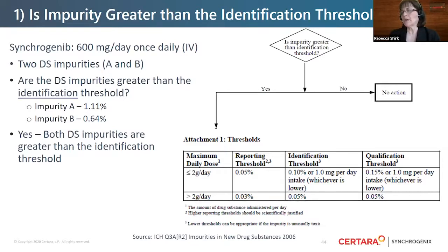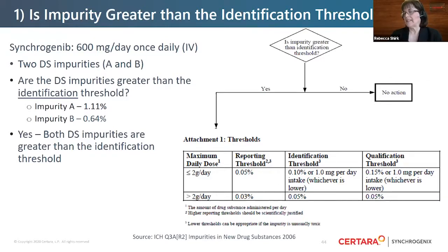So the first question we have to ask, based on the decision tree from the Q3A ICH guidance, is whether these impurities are present at levels that exceed the identification threshold. Impurity A is present at 1.1% of the total peak area of the drug substance by chromatography, and impurity B is present at 0.64% of the total peak area.